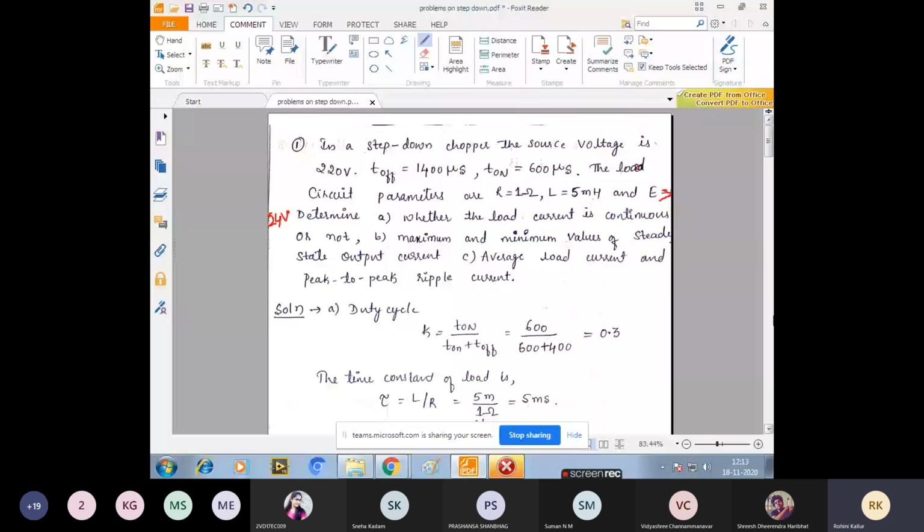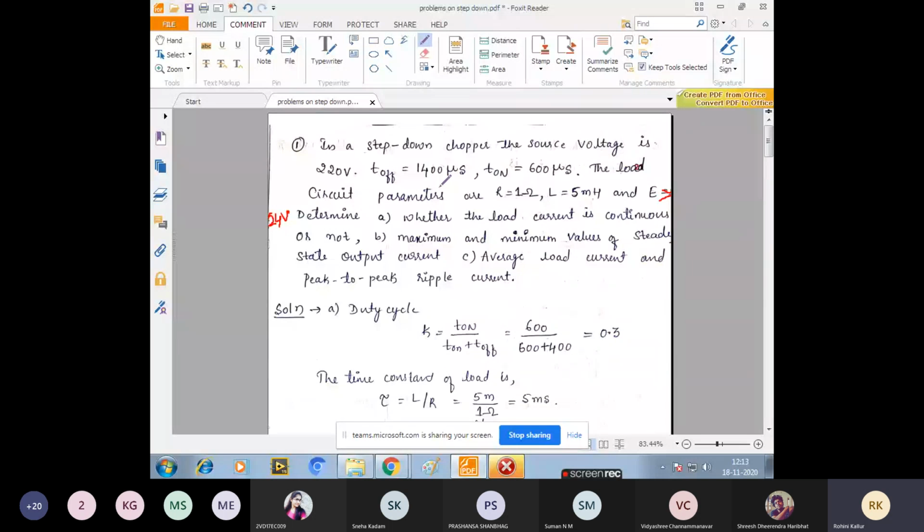So in the first problem, in a step down chopper, the source voltage Vs is 220 volts, T off is 400 microseconds, T on is 600 microseconds. Now we have to calculate the load circuit parameters. It is an RL load, so R is 1 ohm, L is 5 millihenry, then E is 24 volts.